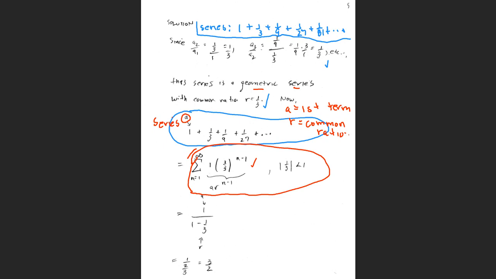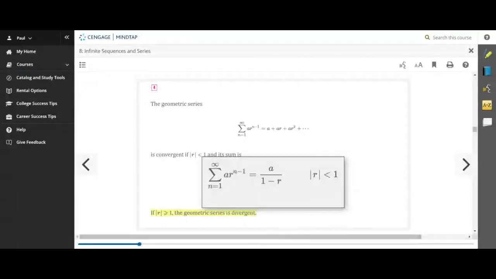When you have a geometric series, we actually mentioned this. This is from section 8.2 in the textbook. For a geometric series, so long as the absolute value of its common ratio is less than 1, the series will converge, and it will converge to the value A divided by 1 minus R. R is the common ratio, and A is the first term.